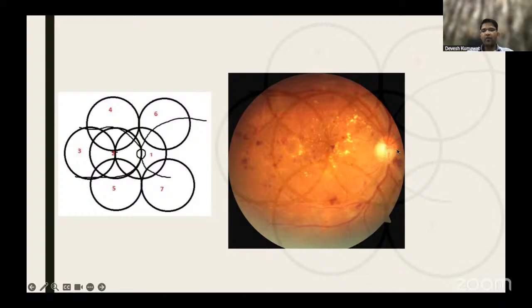You have to comment upon any neovascularization, any retinal hemorrhages, hard exudates, cotton wool spots, which are present within the first field. Then the second field, which is centered at the fovea. Third field is temporal to the fovea.